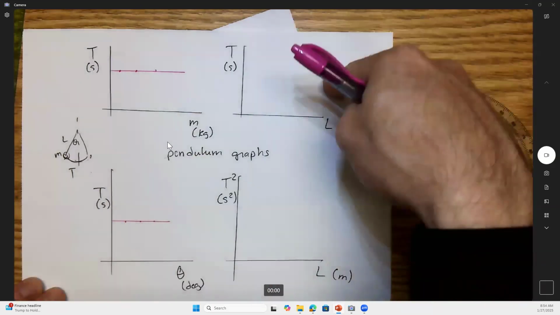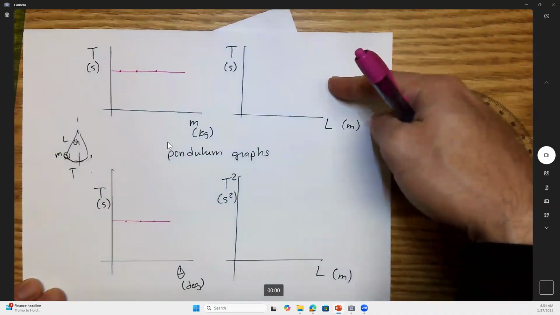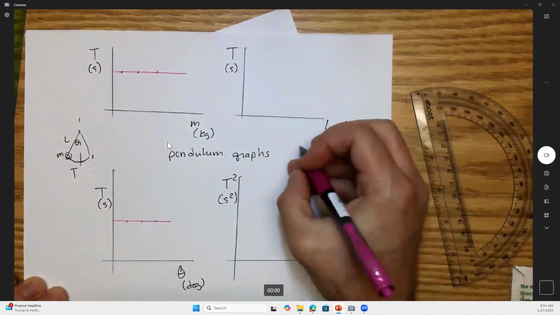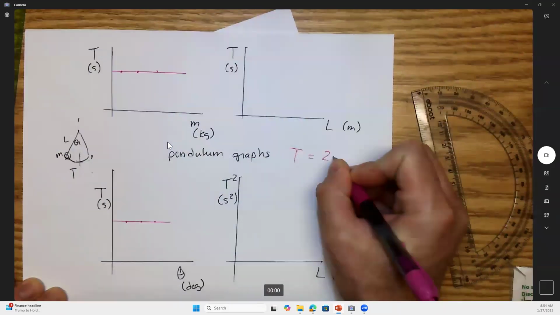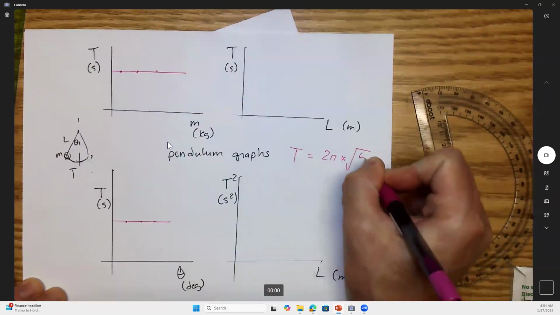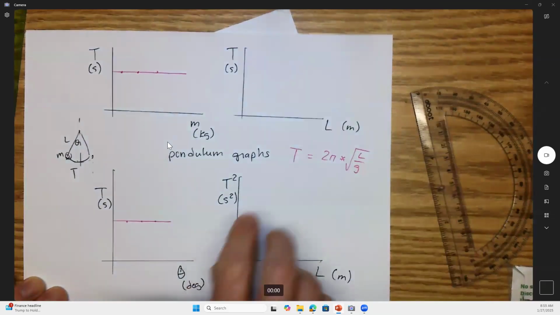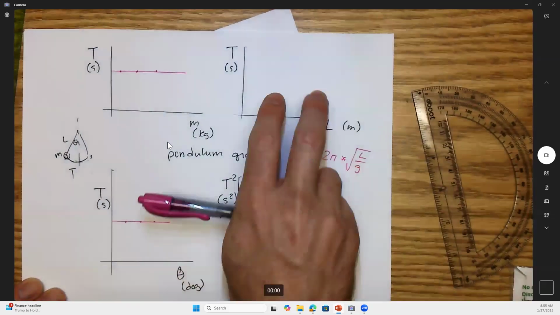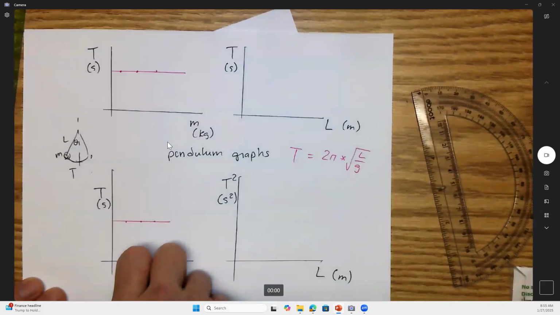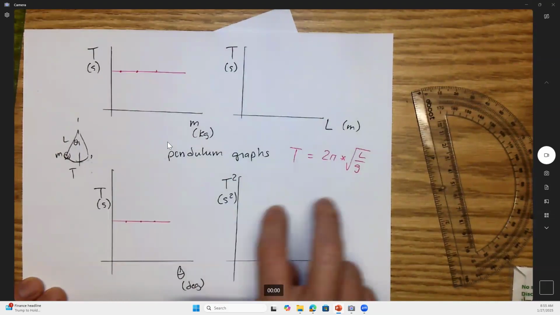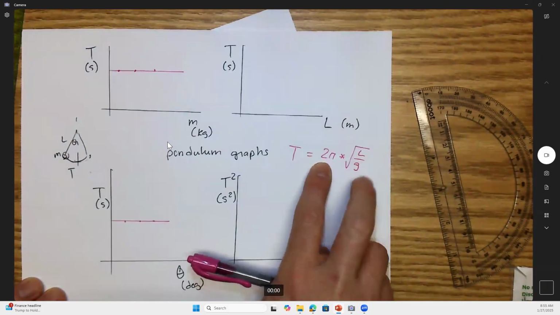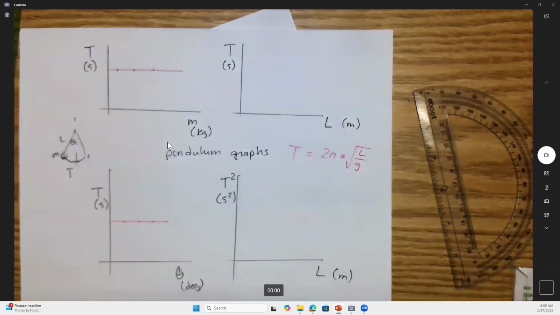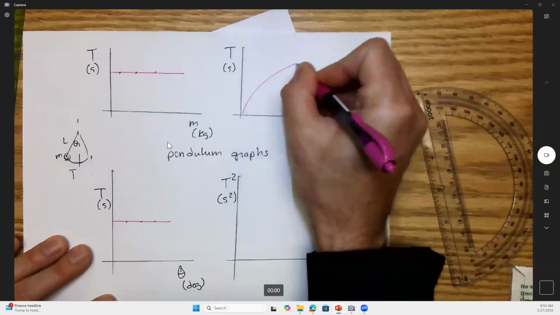How about time period as a function of length? And here's a big hint: if you look at your reference page, it says time period equals 2 pi times the square root of L over g. That can tell you what shape this one's going to look like. What shape is that? Square root. It is a square root. Time period is proportional to the square root of L. The 2 pi is a constant. The gravity field, if you're on the surface of a planet, you can also treat as a constant. It's definitely some kind of square root.